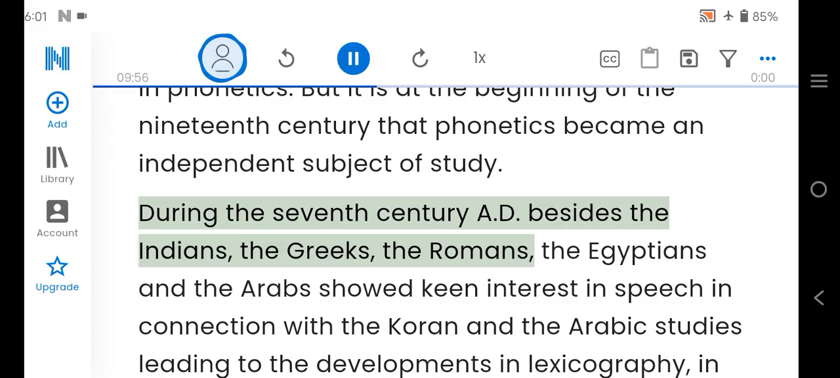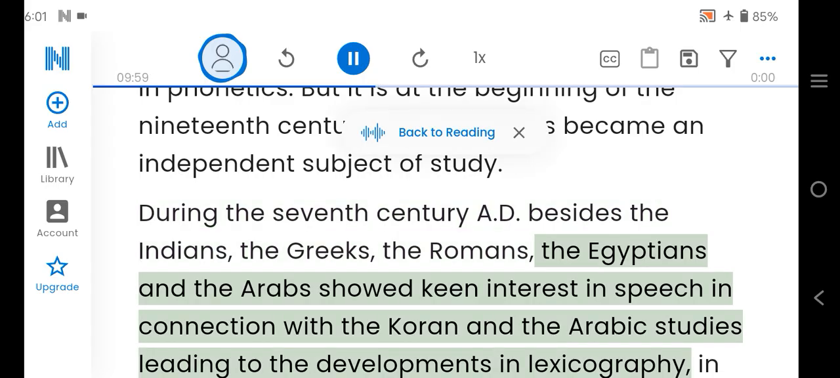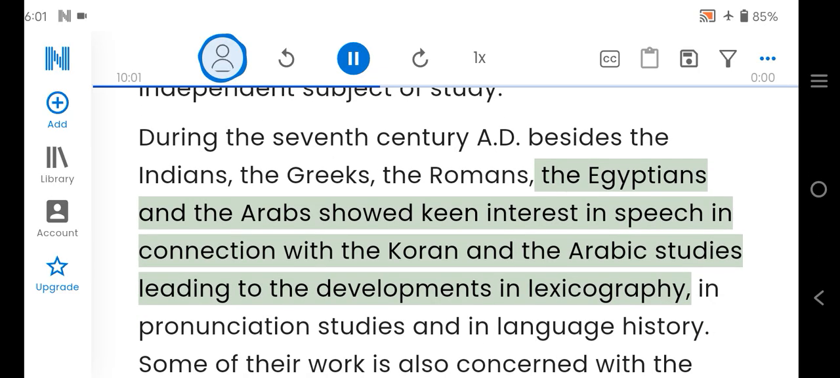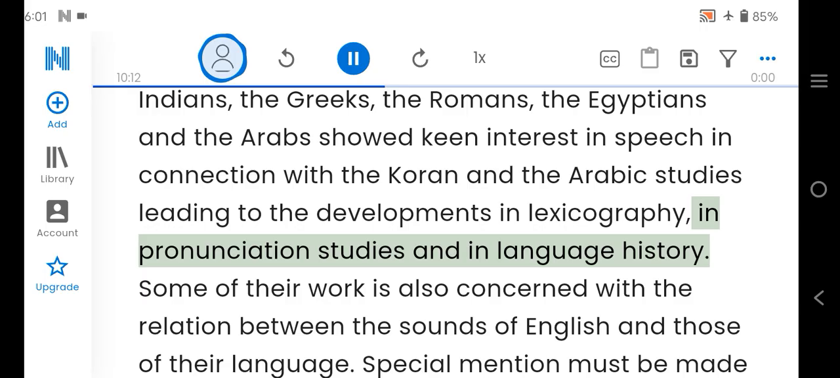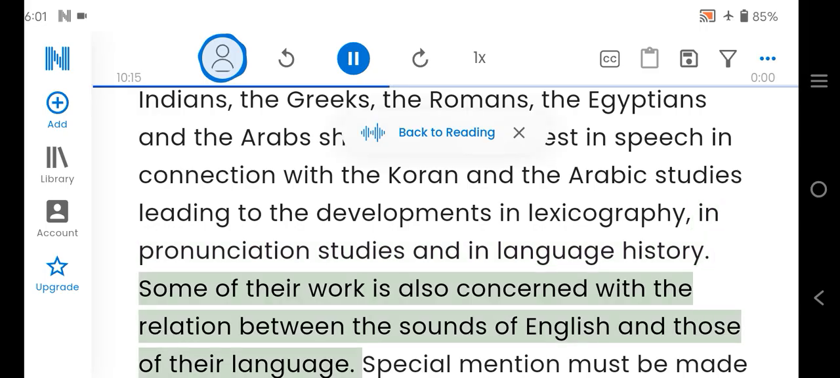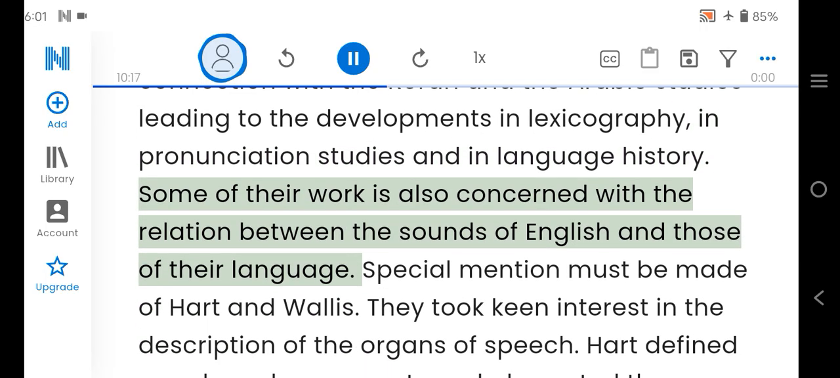During the 7th century AD, besides the Indians, the Greeks, the Romans, the Egyptians and the Arabs showed keen interest in speech in connection with the Quran and the Arabic studies, leading to developments in lexicography, in pronunciation studies and in language history. Some of their work is also concerned with the relation between the sounds of English and those of their language.